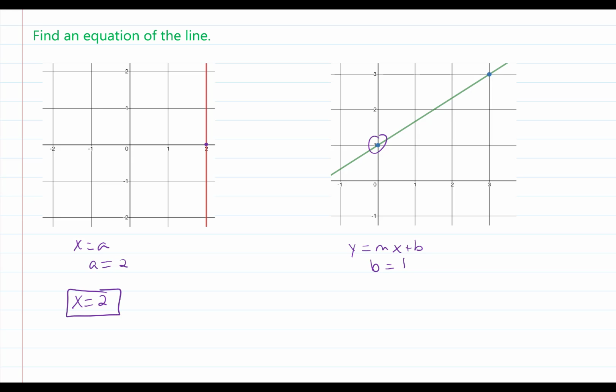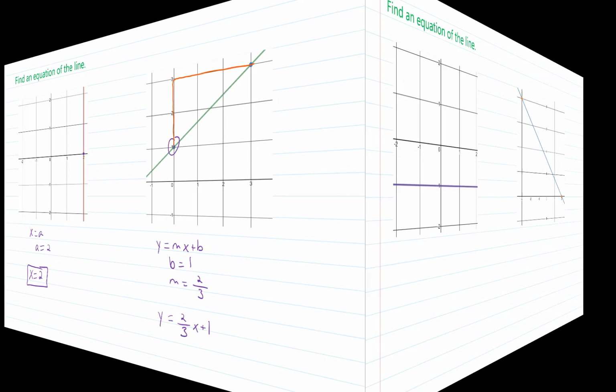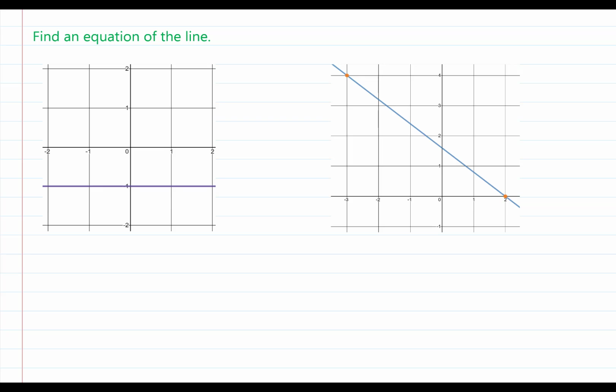My slope, m, is the rise over run from one point to another point, and I'm going to go from my left point to my right point, rising 2 and running 3. Therefore, m is equal to, again, the rise is 2 and the run is 3, so 2/3. I'm now going to substitute those into my form, and it's y equals 2/3 x plus 1. We have 2 more examples where we are going to find an equation that represents each line.